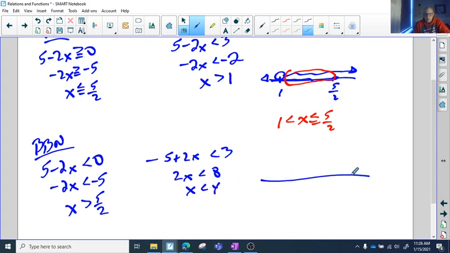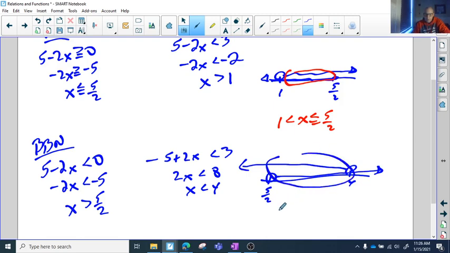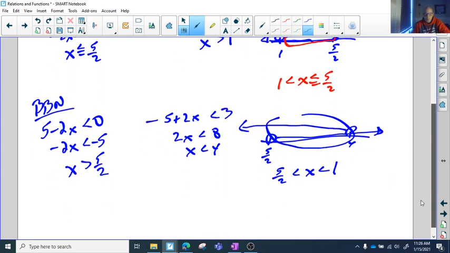So on a number line, 4 is here. 5 halves, which is 2.5, is here. Greater than 5 halves. Less than 4. So they overlap in here. 5 halves is less than x, which is less than 4. Piece that together to make your final solution.